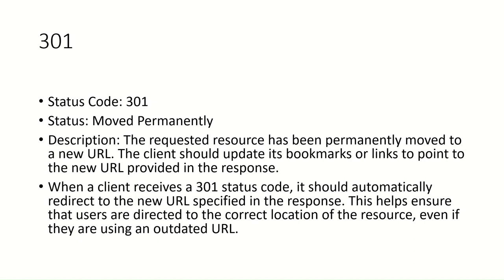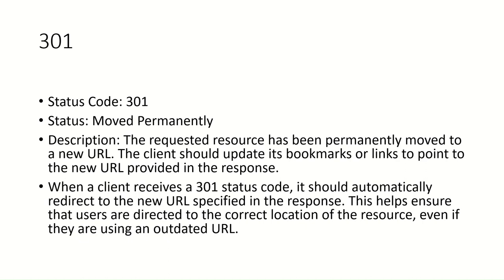This helps ensure that users are redirected to the correct location of the resource, even if they are using an outdated URL. So this is what 301 means. It means that the current URL is moved permanently to the new URL, and the new URL is displayed to the user in the response.